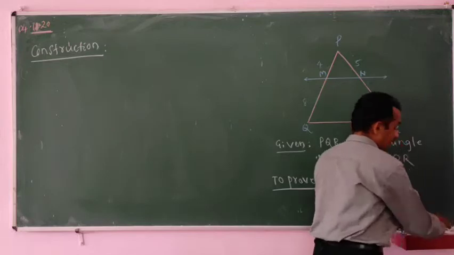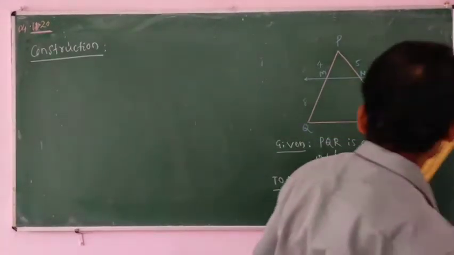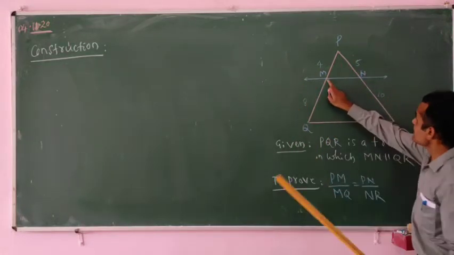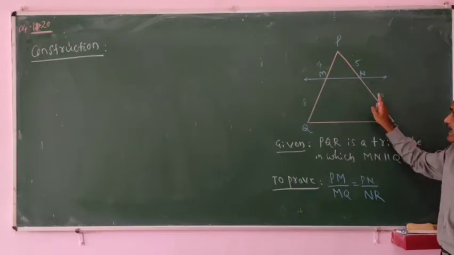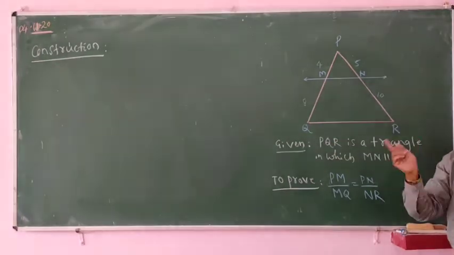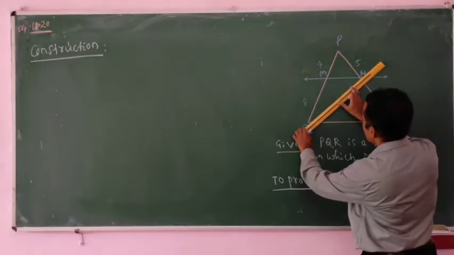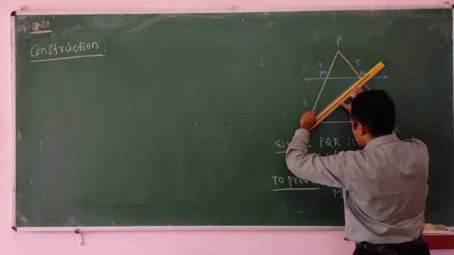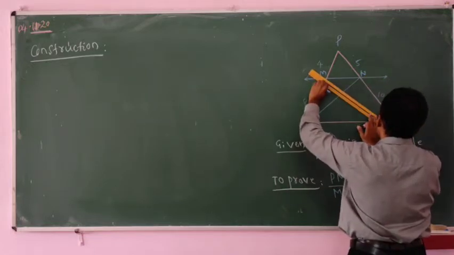What constructions are needed? I will draw it at once. See, this is a trapezium. When these two are parallel lines, I can call MNRQ a trapezium. I will join both the diagonals of the trapezium. Okay? This is the first diagonal and this is the second diagonal.